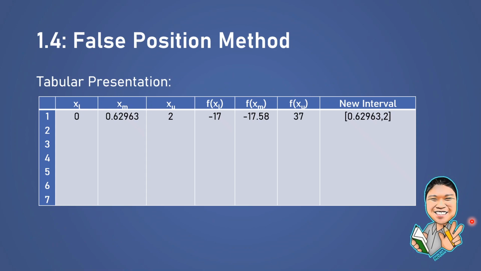The tabular presentation is presented here. Yung una natin na sinulat is 0 and 2. Tapos, pinasolve natin yung negative 17 as f of 0 and positive 37 as f of 2. Okay? Tapos, using the formula that I derived, hahanapin natin yung x sub m. So, yun lang yung pinagkaiba sa false position method. And pag nahanap nyo na yung x sub m, hahanapin nyo yung f of x sub m. And after nyo mahanap yung f of x sub m, titingnan nyo kung saan nag-change of sign: negative, negative, negative, positive. So negative, positive, therefore 0.62963 and 2. Di ba, yun lang naman ang pinagkaiba ng false position method.